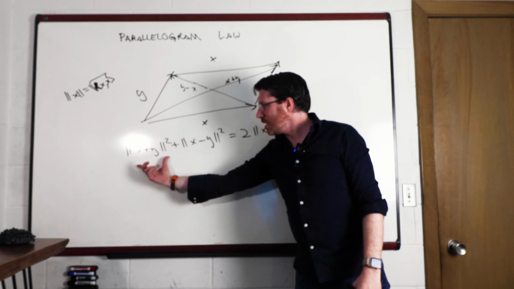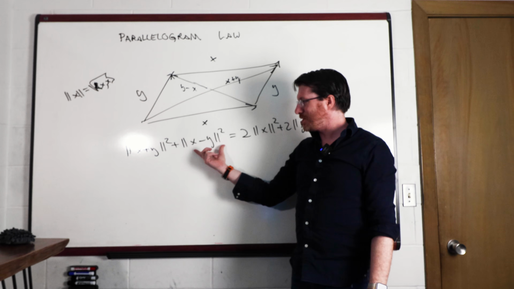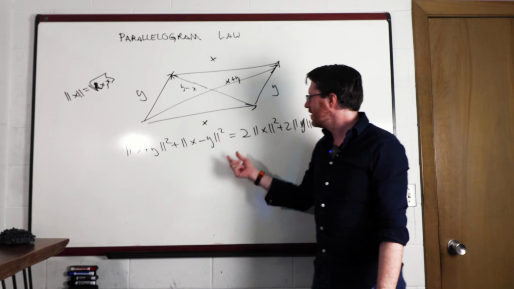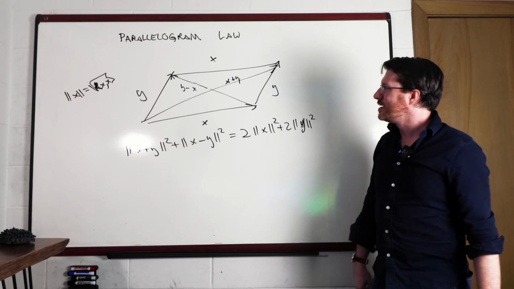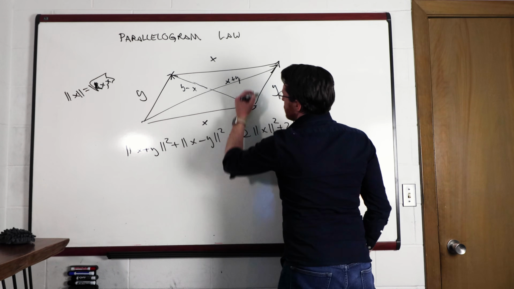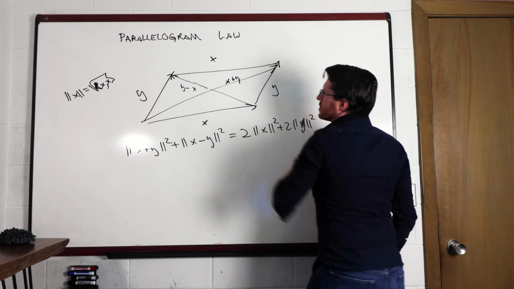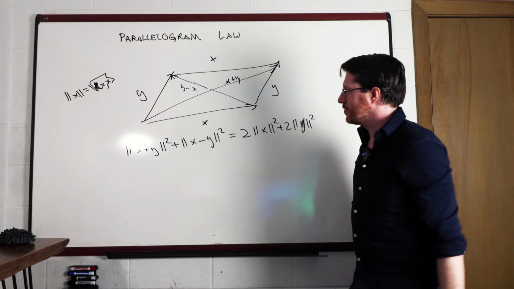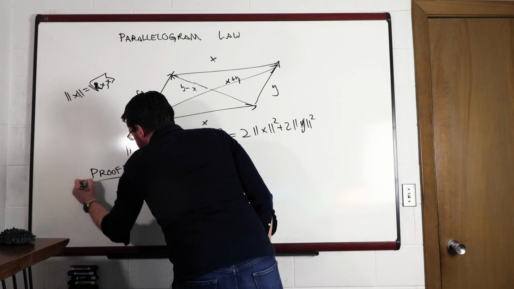So you get the sum of x plus y squared plus the difference between x and y squared is equal to twice the norm of x squared plus twice the norm of y squared. So basically, the sum of this squared and sum of this squared is equal to the sum of all of these guys squared. That's the parallelogram law. The proof is really simple and just comes down to straight Hilbert space theory.